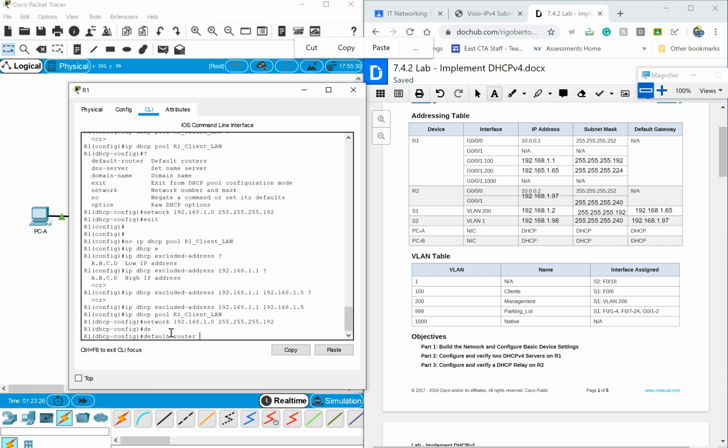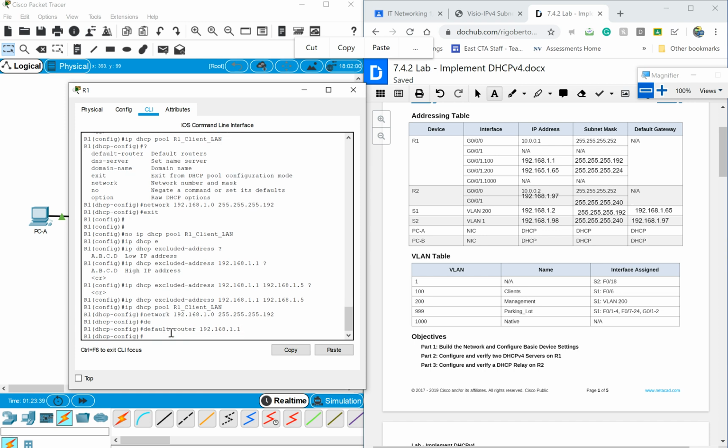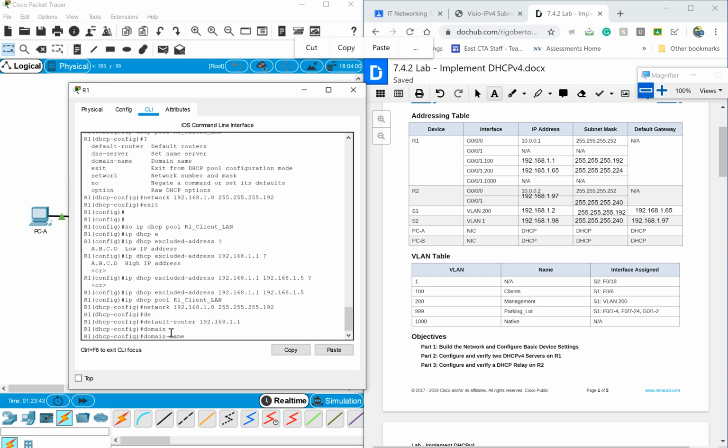Default router. The default-router command is going to tell everyone, hey, the default gateway is this address, 192.168.1.1. All right. The other thing we need to tell it, let me see, is the domain name. Domain-name, and I believe it's CCNA-lab.com, if I'm not mistaken.